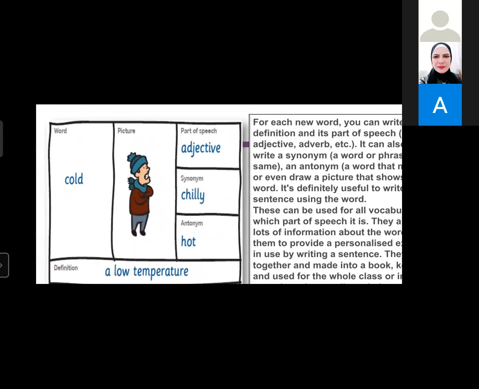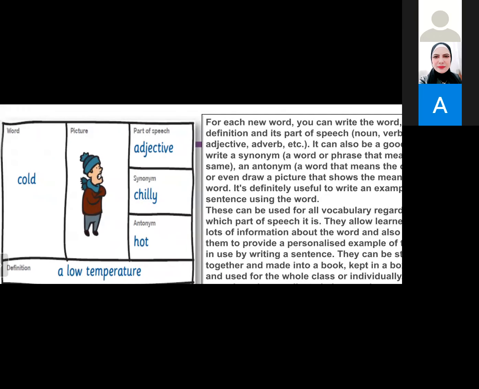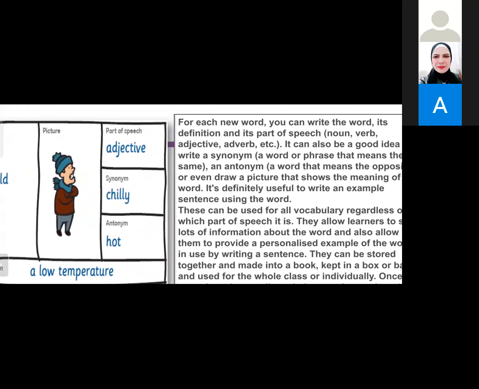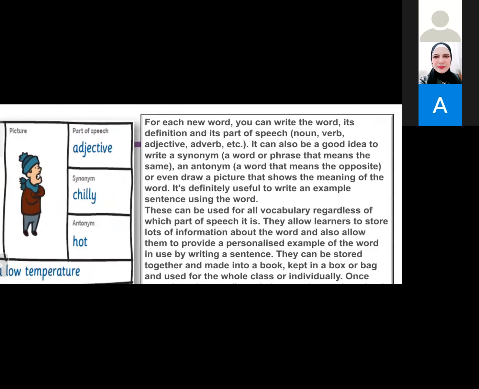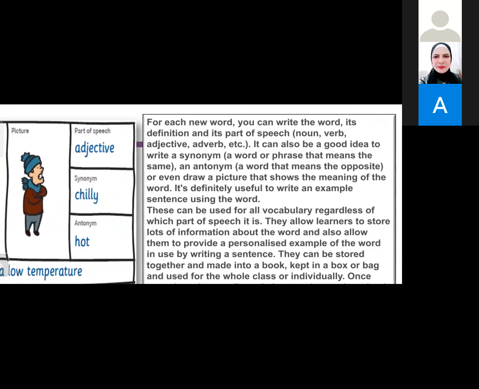as Ms. Sahar has mentioned earlier. Okay, so here, for each new word, you can write the word, its definition, and its part of speech: noun, verb, adjective, adverb. It can also be a good idea to write a synonym. It's very important to enrich the learners' vocabulary. A synonym is a word or phrase that means the same. An antonym is a word that means the opposite. You can even draw a picture that shows the meaning of the word. It's definitely useful to write an example sentence using the word.